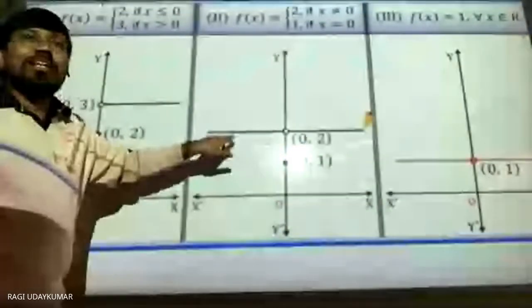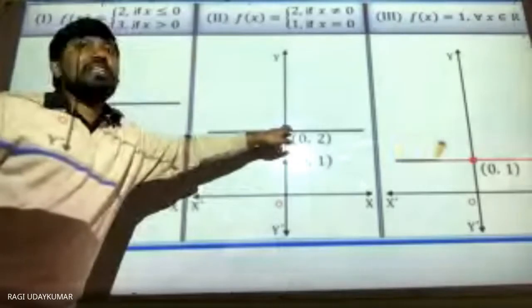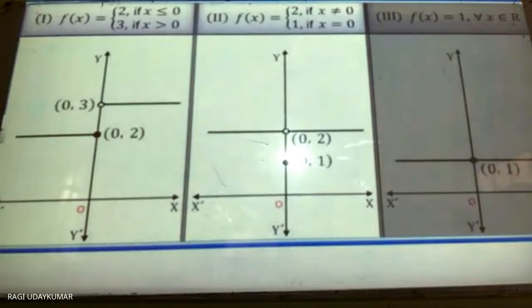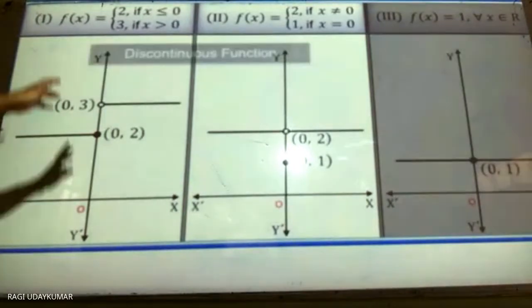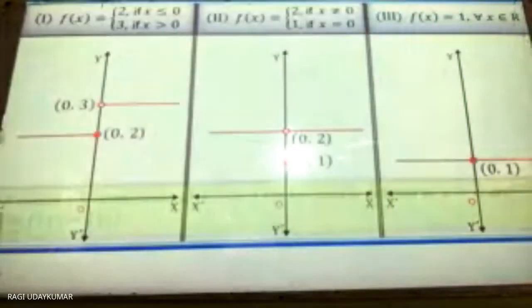And this graph is also not continuous because there is a gap here. Okay. And whenever you see that graph, it is continuous. So by the graph itself, you can say that it is continuous. So f of x is equal. These two are discontinuous functions, and that one is a continuous function, whatever it may be, whenever you draw the graph of the function.